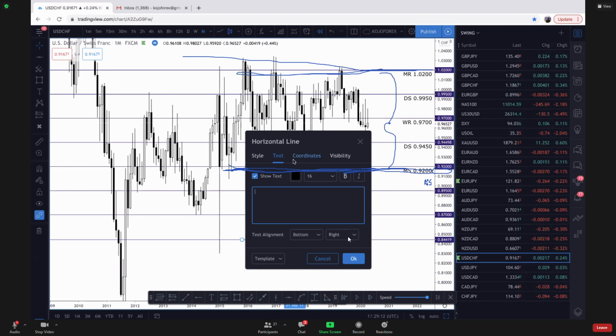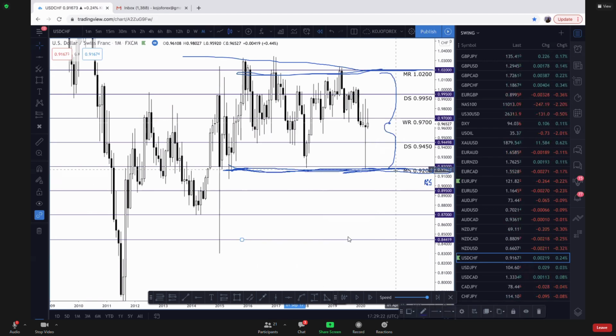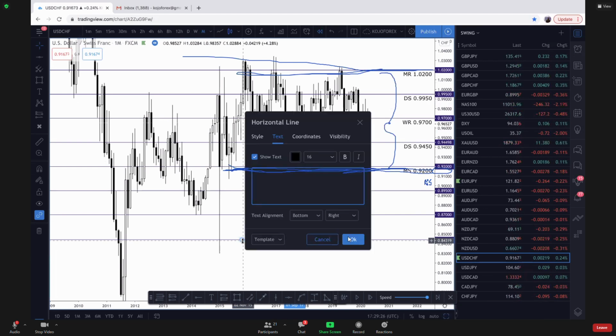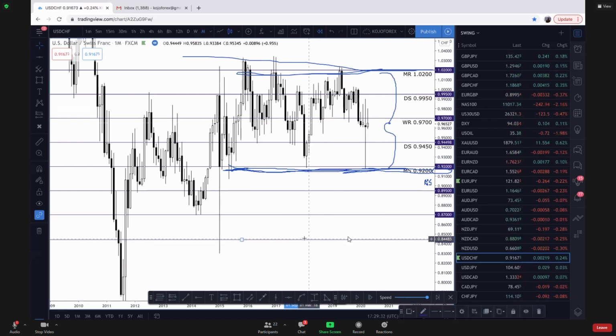0.9200 as monthly support. That's basically what I do. So when you do that, you double click, like I said, on the middle. It's going to bring this one up, then you can do the rest. Now let's go on.